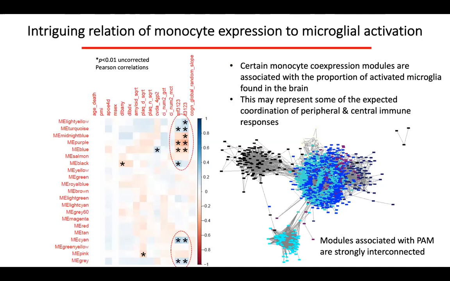We also looked at the trait that I mentioned, the proportion of activated microglia. And what is shown here is that multiple different modules are seen to be associated with this particular trait. So this suggests that there is some form of communication between the peripheral immune system and the central immune system, in this case, the activated microglia. And we can see that in general, these modules are all interconnected with one another.